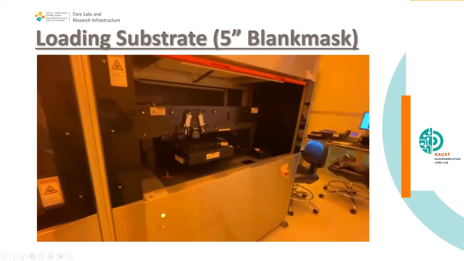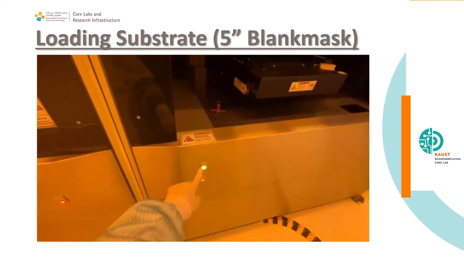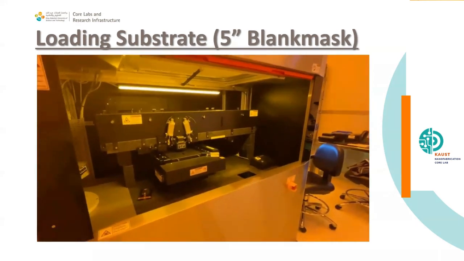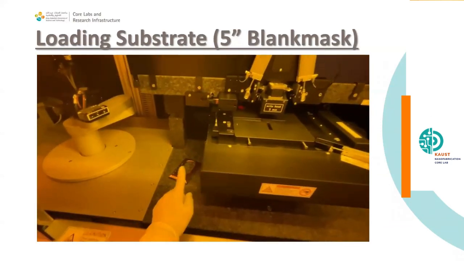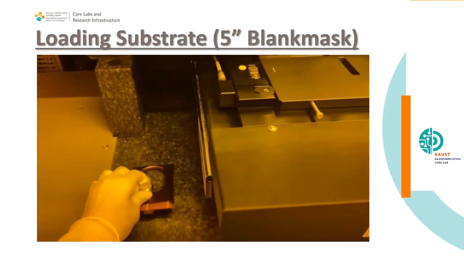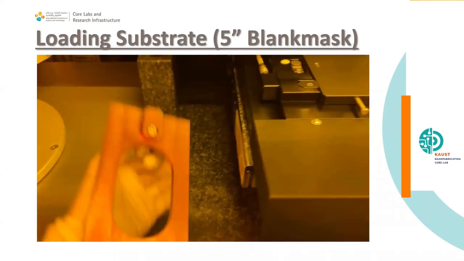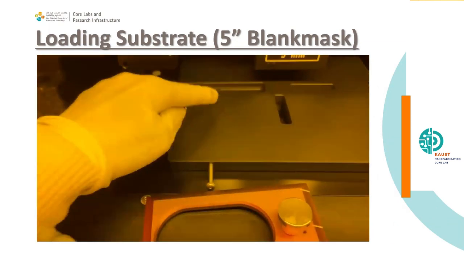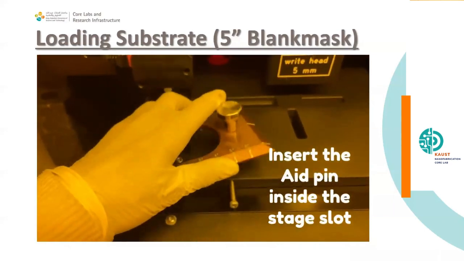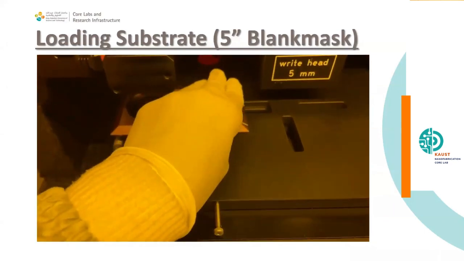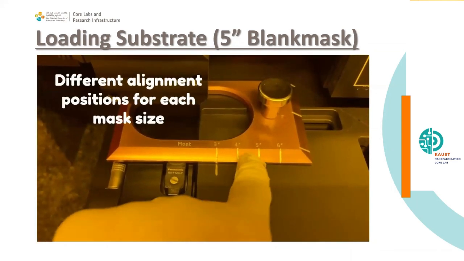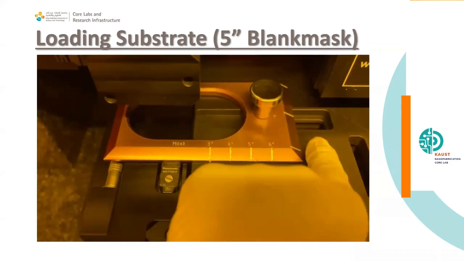First of all, to open the flow box, switch on the light. And this is the stage and the alignment aid for the mask. It has this pin on the back, and we need to fit it inside of the slot. You can see some alignment marks for the different sizes of mask.